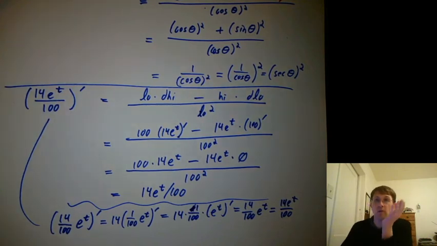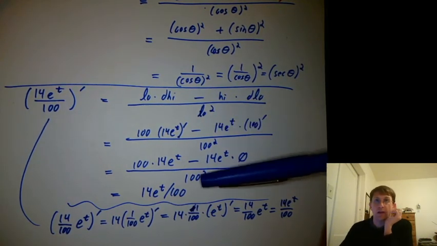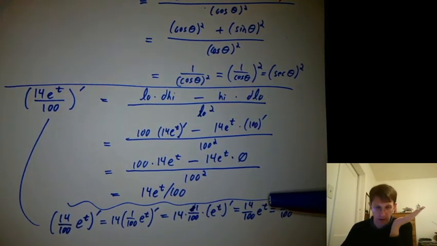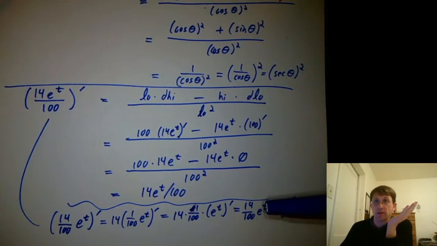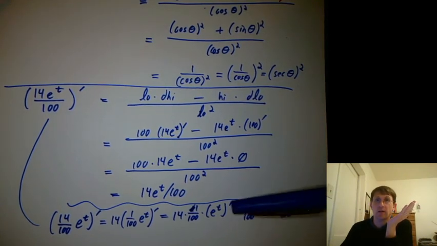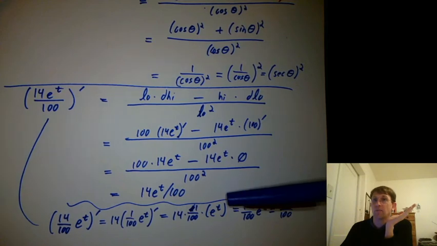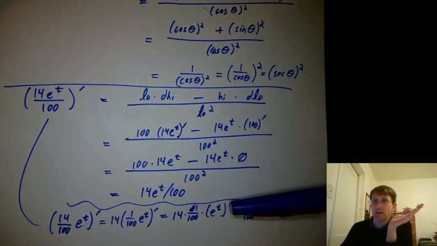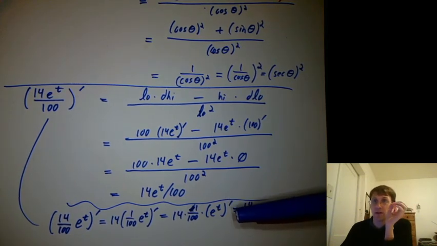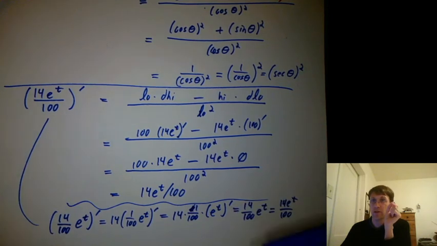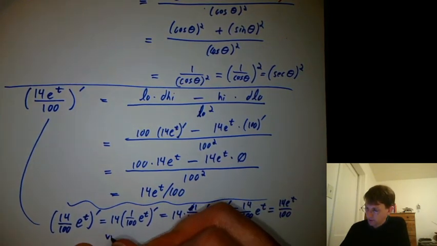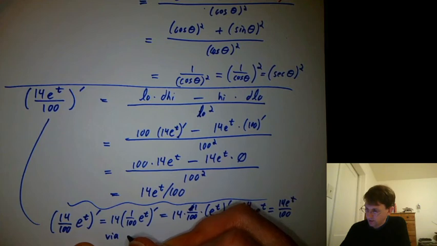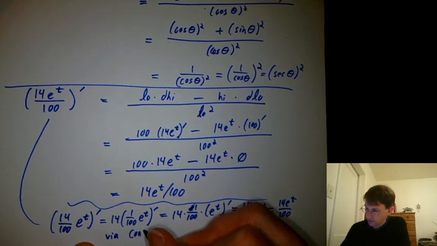So did I need the quotient rule on this? It worked out. I got the same answer either way, but which one is better? This one saves a lot of time and you're much less likely to make mistakes. So you should really practice not using the quotient rule if you don't need to use the quotient rule. So let's say this is via the constant vertical multiplier rule.